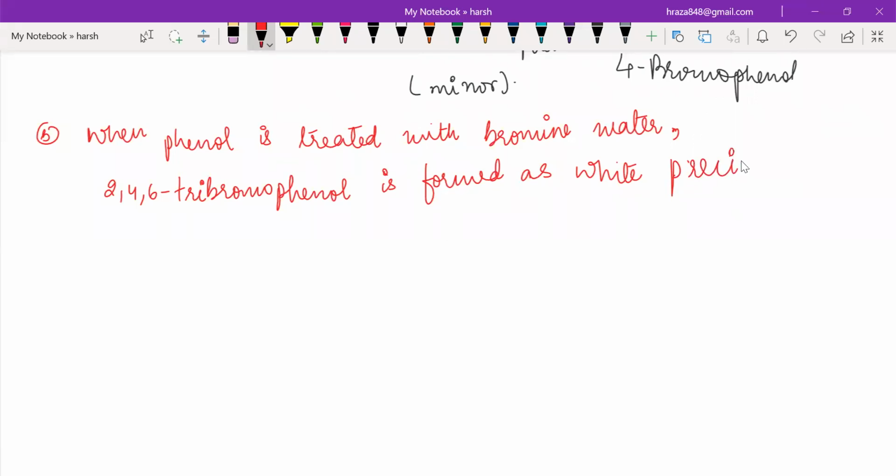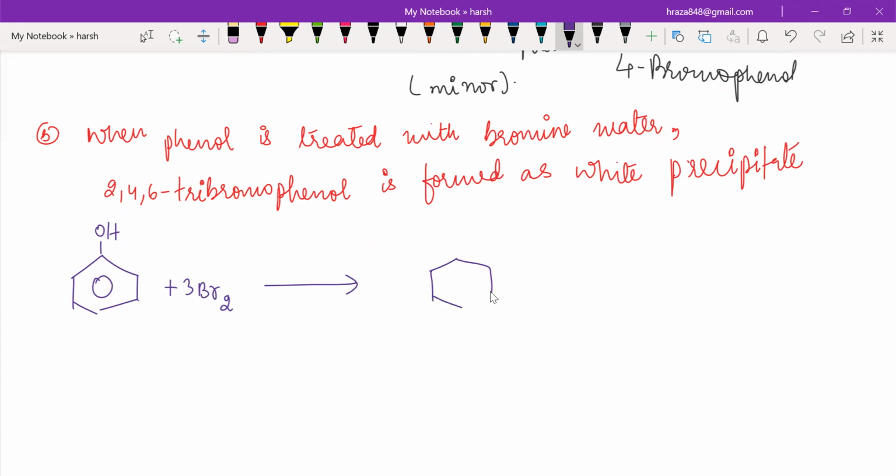White precipitate. So if you see the reaction, you will easily understand: there is phenol, and you react this phenol with 3Br2. Then you will get a product like this. OH, with respect to this, Br is at the second position, Br at the fourth position, and Br at the sixth position, along with a byproduct of 3HBr. Please write it.